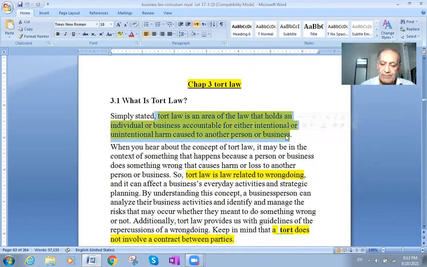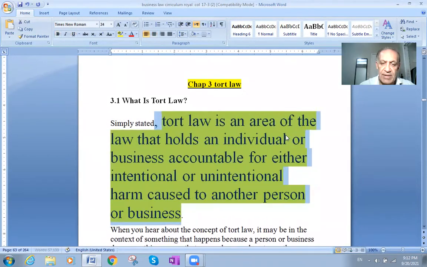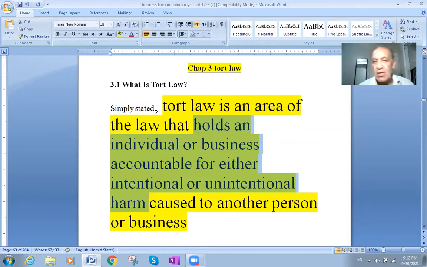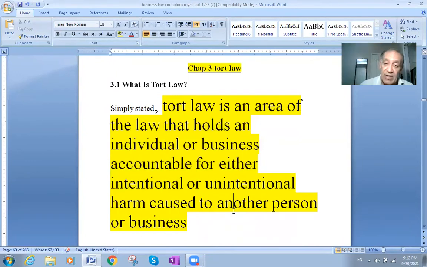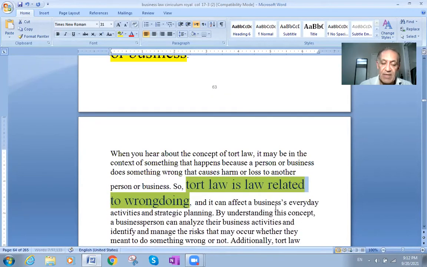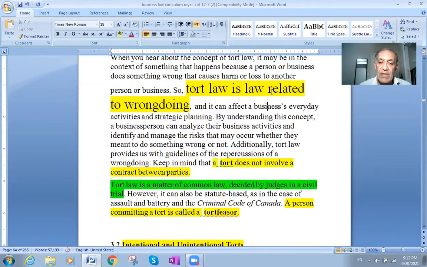Tort law is the area of law that holds an individual or business accountable for their intentional or unintentional harm. So this is one of the aspects of tort law: a person causes harm to another person. Tort law is related to wrongdoing.